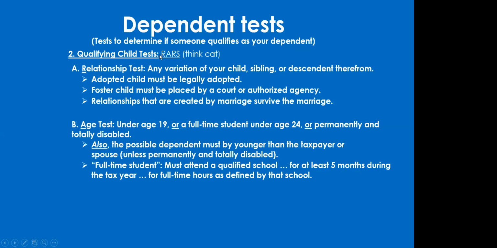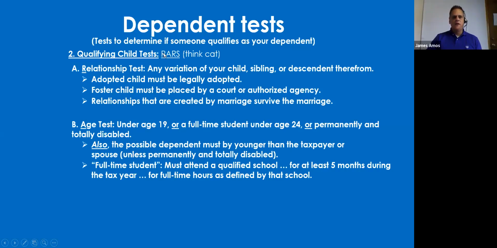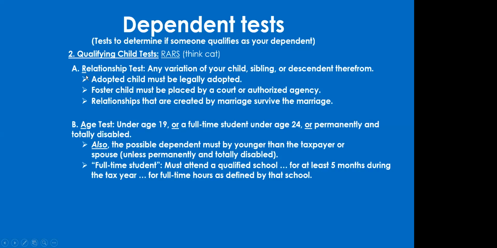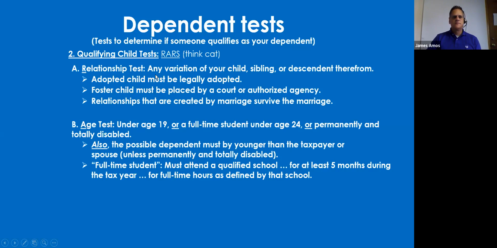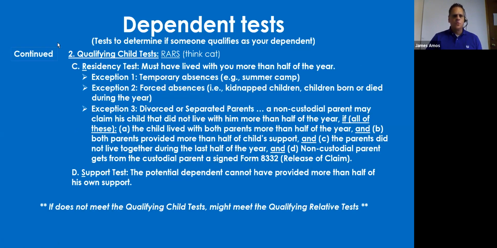So under the qualifying child test, RARS, R-A-R-S: the first R is the relationship test, and the A is the age test. What's the next R stand for? That's the residence test, residency test. This says that the possible dependent must have lived with you for more than half the year. Now, the basic test is real simple. To claim a dependent on your return as a qualifying child, that child must have lived with you for more than half of the year.